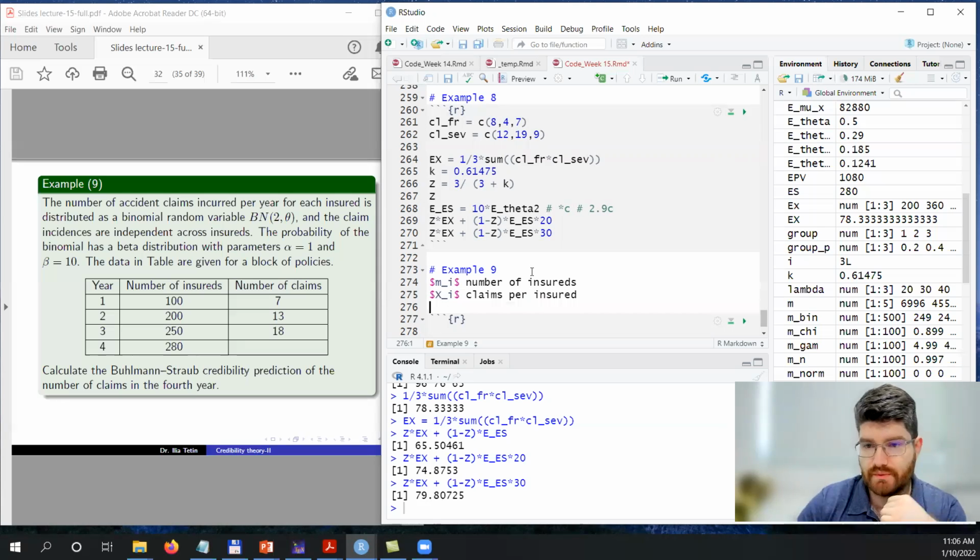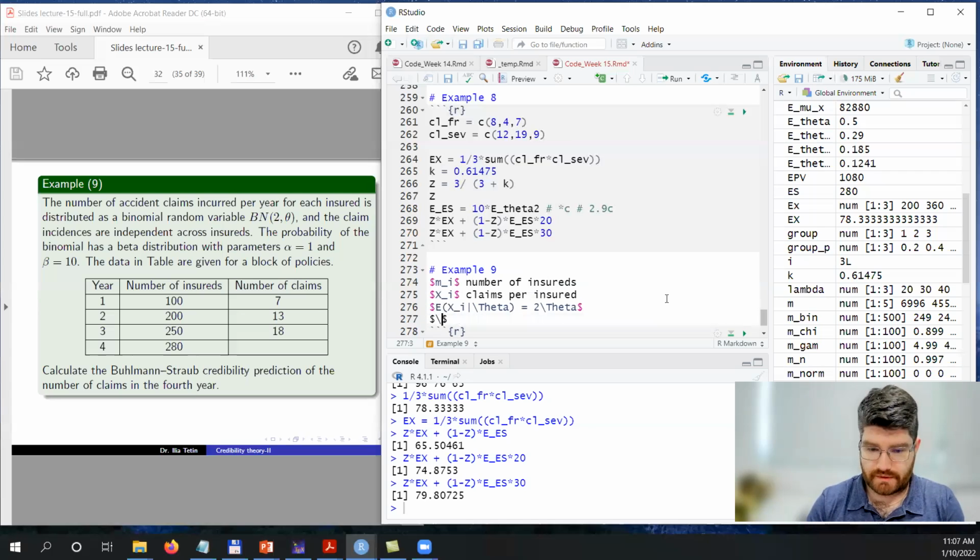And what else do we need to find? We need to understand that our expected value of xi given the value of theta, the conditional mean, is 2 times theta. So this is 1 over m, the sum of xij given theta. This will be just 2 times theta.